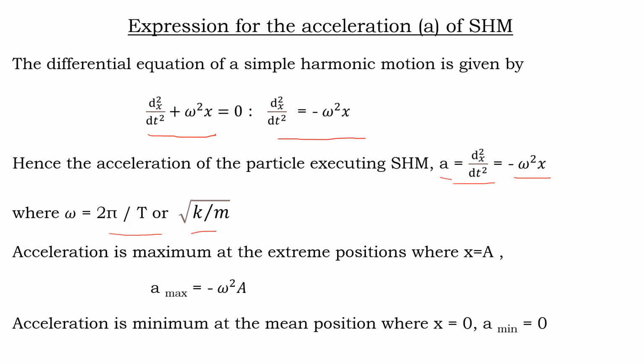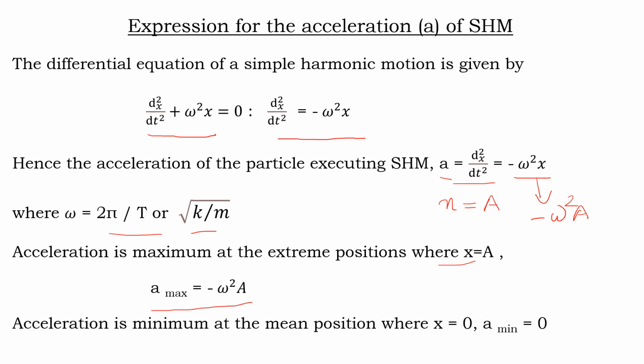And considering the two different cases, one is at the extreme position. At the extreme position, the value of x will be a. Therefore, this equation will be minus omega square a. That is, at the extreme position where x equal to a, the acceleration will be maximum, and this maximum value of acceleration can be written as a max is equal to minus omega square a.